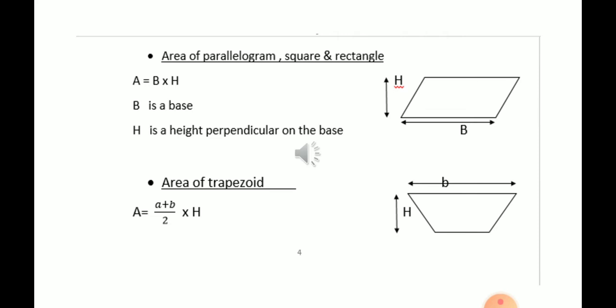The area of trapezoid equals A plus B all over 2 times height. A means the shorter base. B means the longer base. All over 2 means divided by 2, times the height given.